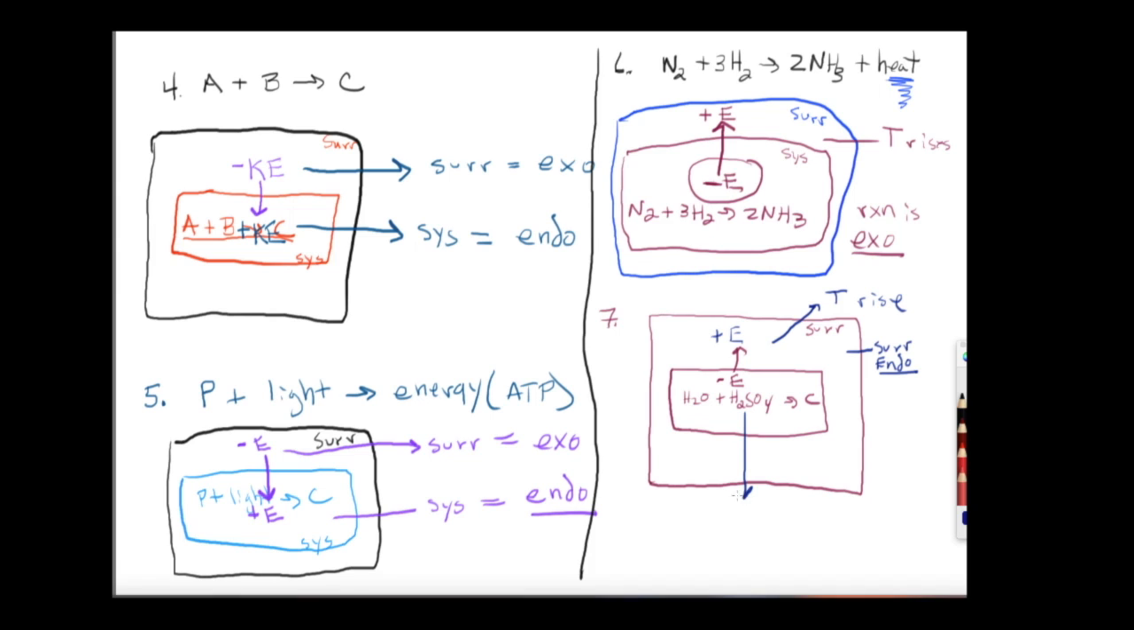If we look at from the system's perspective, this is exothermic. As the energy is released, it's going to move directly into the surroundings, and it's going to cause the temperature of both the combined surroundings and the system to warm up. So the system is exo.